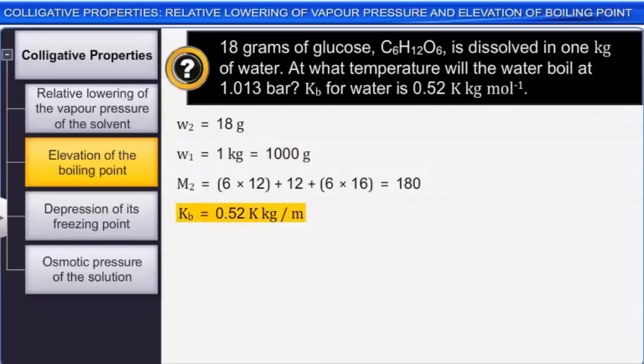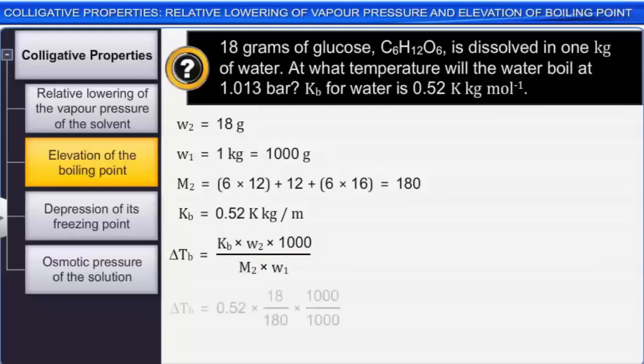As we have to find the boiling point of the solution, we need to find the elevation in the boiling point. Substituting the values in the expression for delta Tb is equal to Kb multiplied by W2 multiplied by 1000 divided by M2 multiplied by W1, and on solving, we get delta Tb is equal to 0.052 Kelvin.